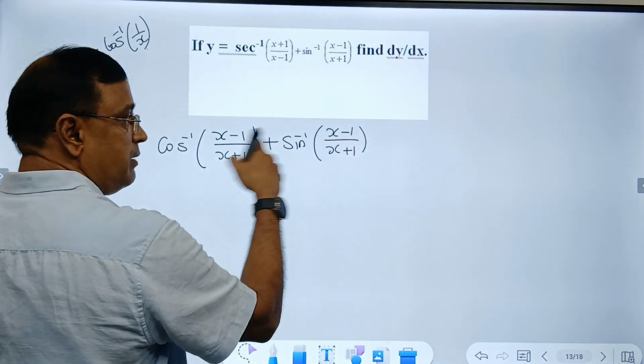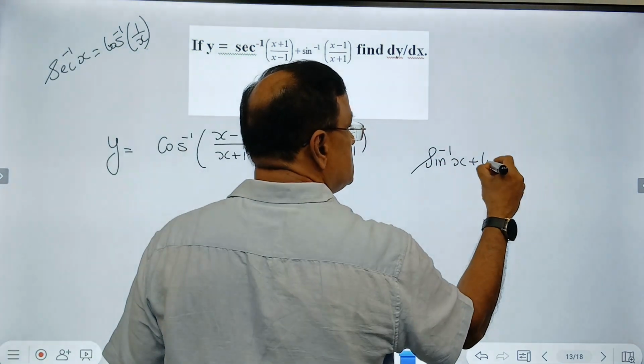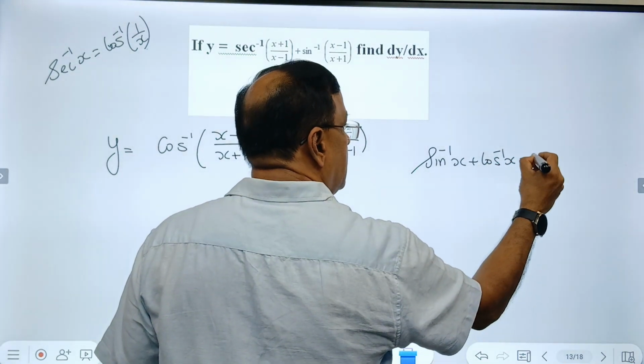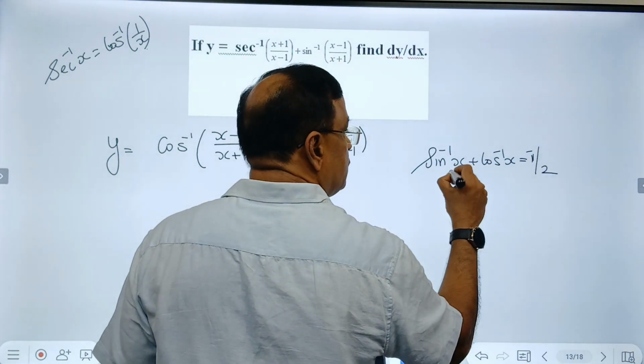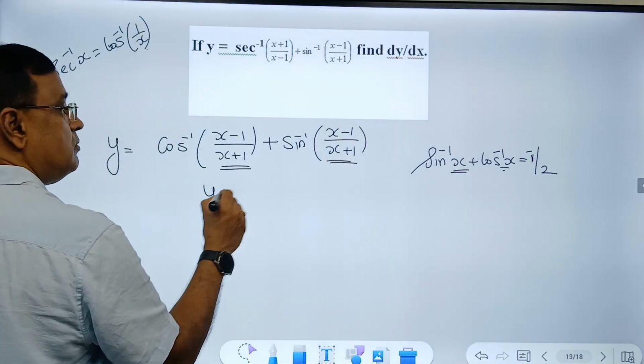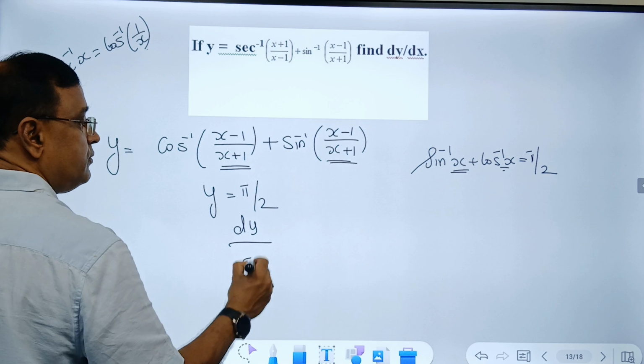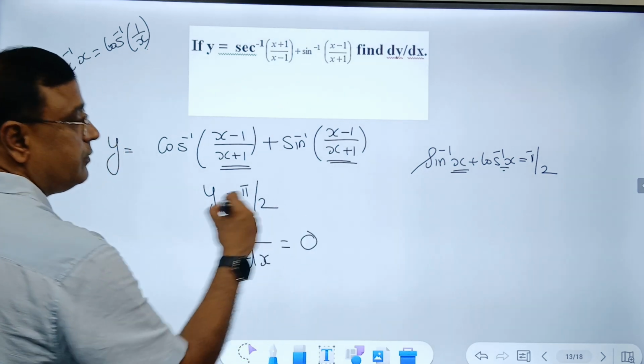Now both are same. So you know that sine inverse of x plus cos inverse of x is pi by 2. So if these two are same, it is pi by 2. You see, these two are same. So what is this equal to? Pi by 2. So what is dy by dx? Differentiation of constant is 0.